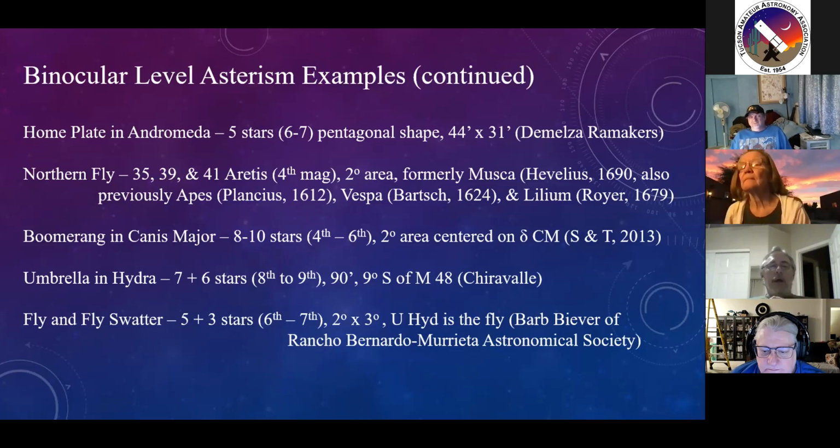The Umbrella in Hydra, 7 stars forming basically the canopy, 6 stars forming the stem. A little bit more difficult. The magnitude is 8th to 9th magnitude. So only about a degree and a half tall, 9 degrees south of Messier 48. Shiravali, and you'll see the source, I have it at the end.